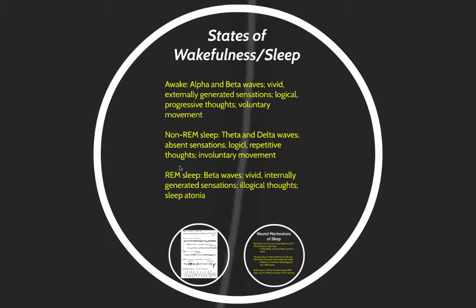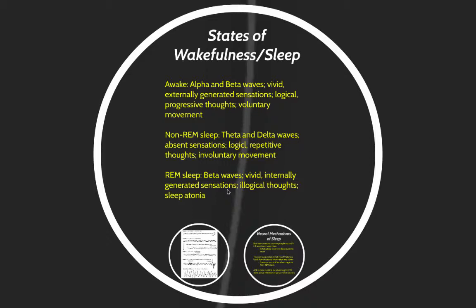REM sleep, rapid eye movement sleep, is characterized by beta waves. These are fast, quick waves, high frequency, small amplitude. Here, we have vivid, internally generated sensations. You may feel the sensation of falling during a dream, or you feel the wind against your, quote unquote, skin if you're dreaming that you are outside. These thoughts are rather illogical, which is why you sometimes have dreams that don't make entirely good sense.